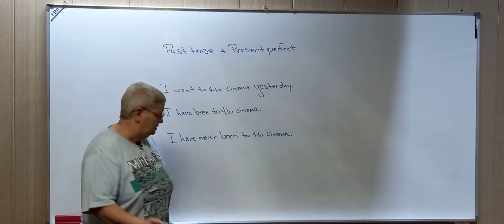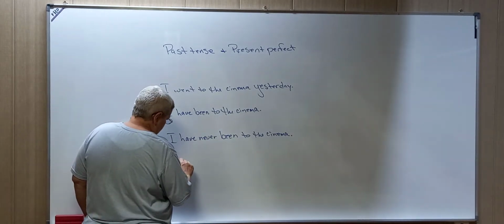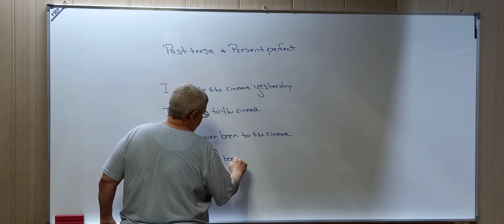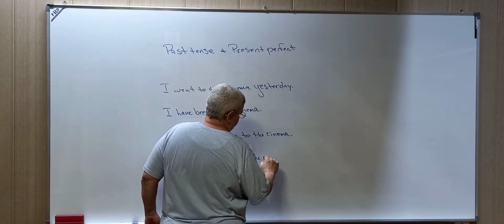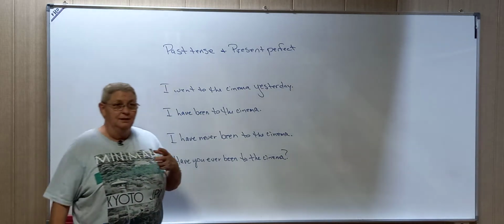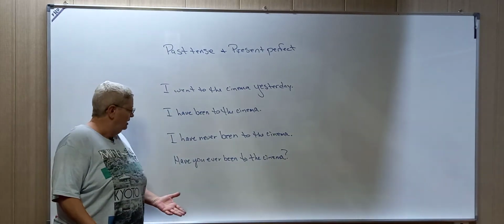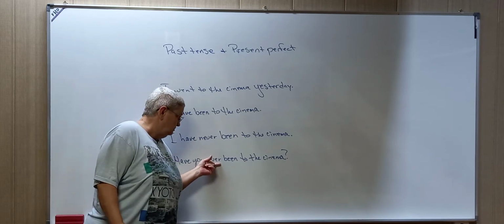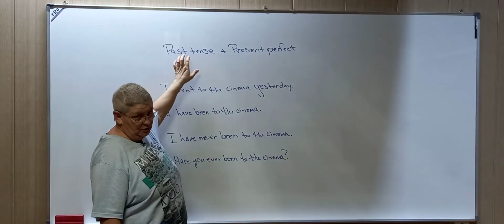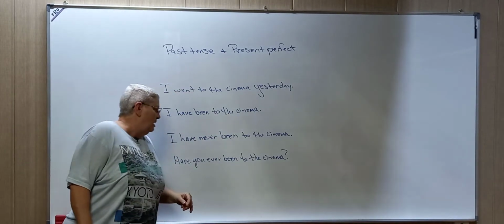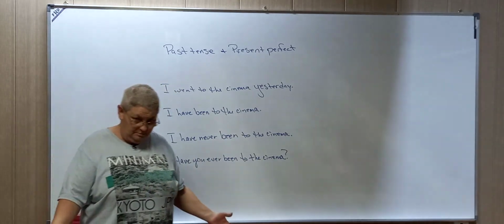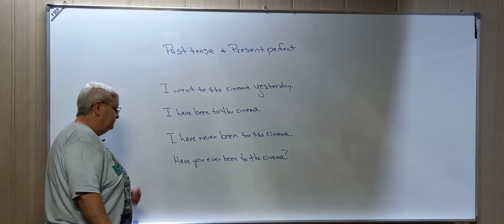When we ask questions like, have you ever been to the cinema? Now, this can be a little tricky, but not really. When we use ever with the present perfect, because that's the only way you can use it, you can't use it with the past tense. It's asking, have you ever, from the time you were born until today, been to the cinema? Okay?